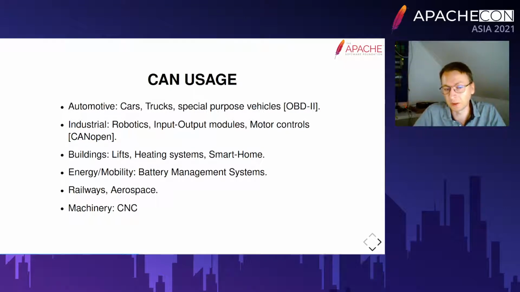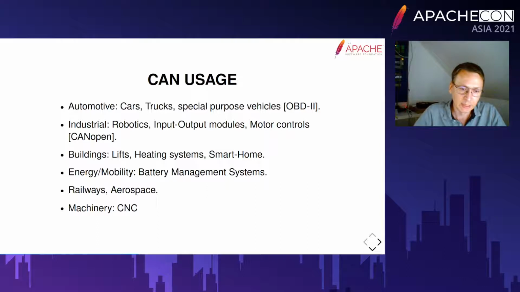the simplicity of wiring and ease of diagnostics. Another area where CAN is dominant is energy and mobility, mainly in battery management systems, because these areas use CAN extensively. Some usage is also reserved for railways and aerospace. However, there are very few publications about that.